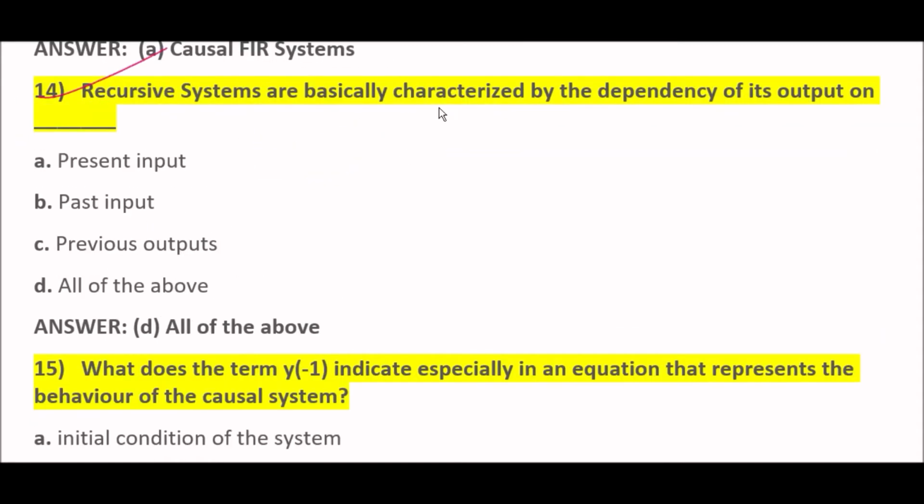Next question. Recursive systems are basically characterized by the dependency of its output on present input and past input and previous outputs also. Okay, means present input, past input and previous outputs, they all are responsible for dependency of recursive systems. Okay, so right answer here is option D, all of the above.